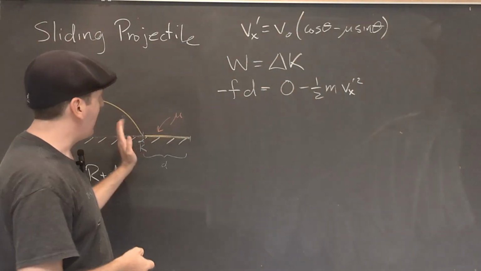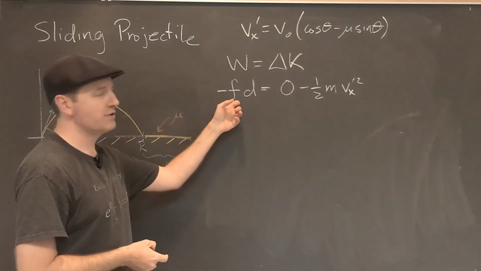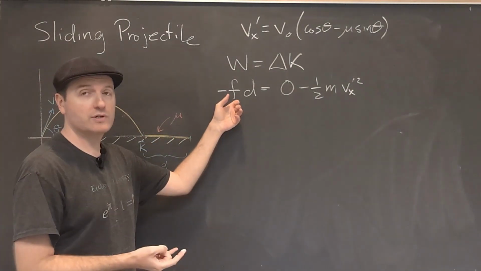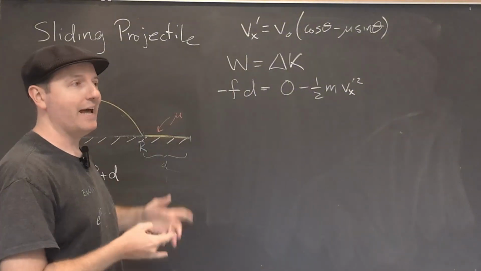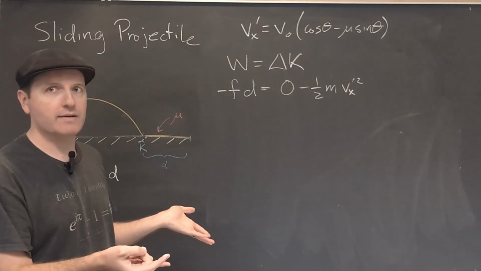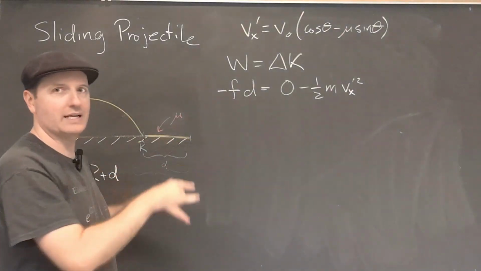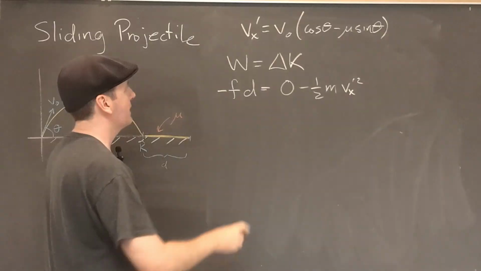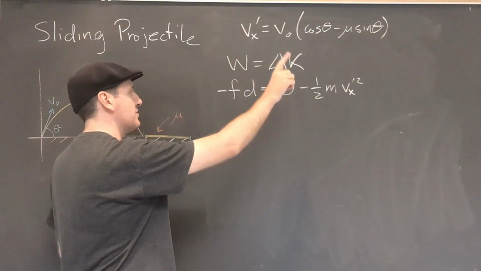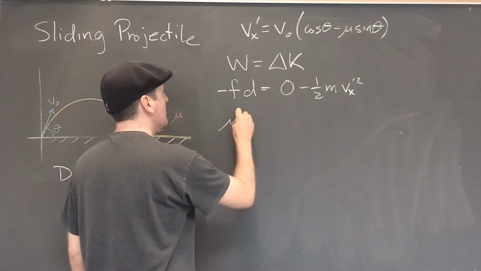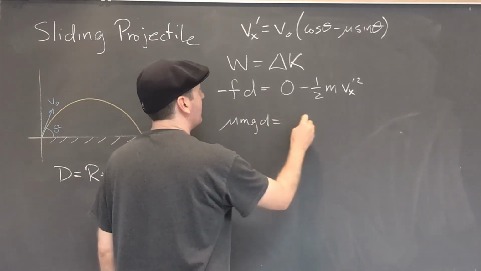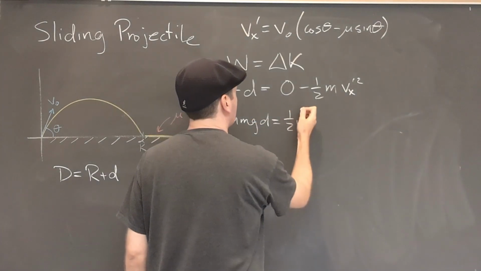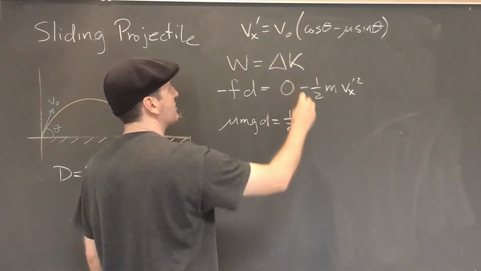Remembering that after the collision, F is proportional to the normal force through the coefficient of friction, and the normal force will just equal the weight mg, because now we're not bouncing anymore. The net impulse is 0 in the vertical direction. We can do a little simplification, cancel the negative signs. I'll write this as mu m g d, and this side will just be 1/2 m, and then this whole thing squared.